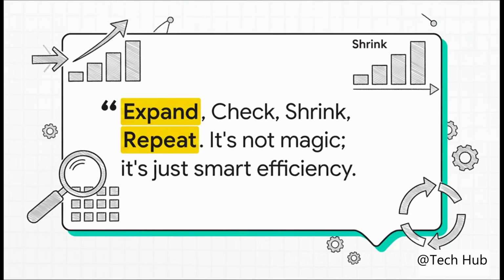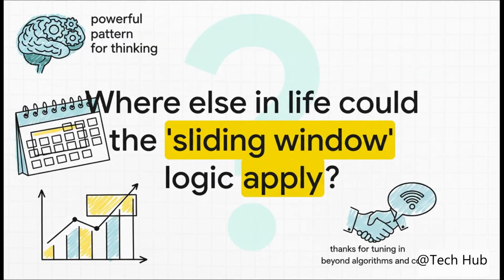So if you remember anything from all this, remember this. The entire technique, the whole shebang, just boils down to this simple forward mantra. Expand, check, shrink, repeat. It really isn't magic. It's just a wonderfully smart and efficient way to think about problems. And there you have it, the sliding window technique in a nutshell.